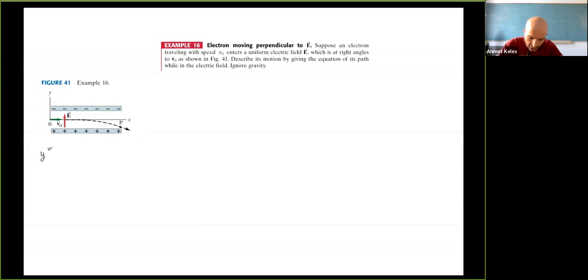Describe its motion, giving an equation of its path while in the electric field here. And we will completely ignore gravity. Maybe I can go ahead and start because it's almost similar, right? So again, F is equal to Q times E, and Q is minus e times E. And I need to specify this, there's like a minus, so not to confuse. It's like downwards acceleration. Okay.